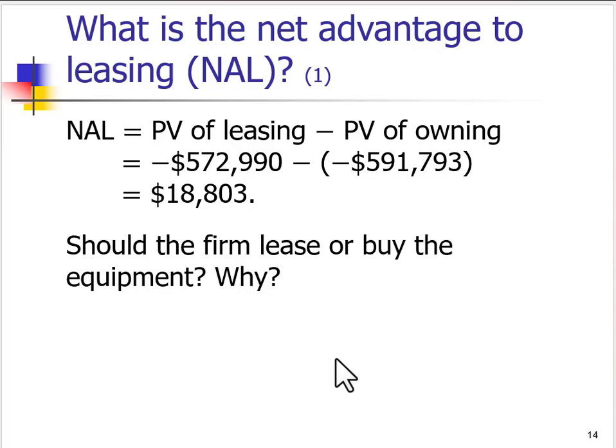So that's our beginning description, if you will, of leasing for a corporation.